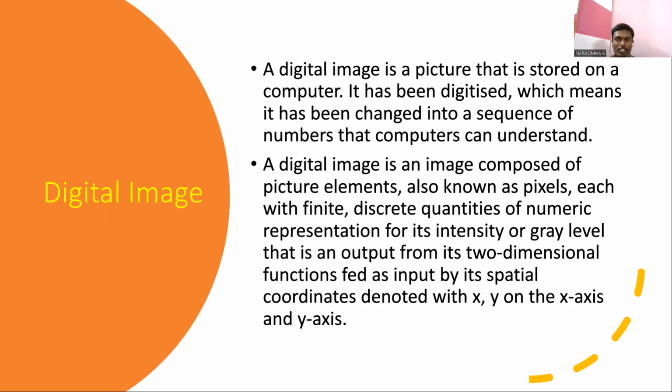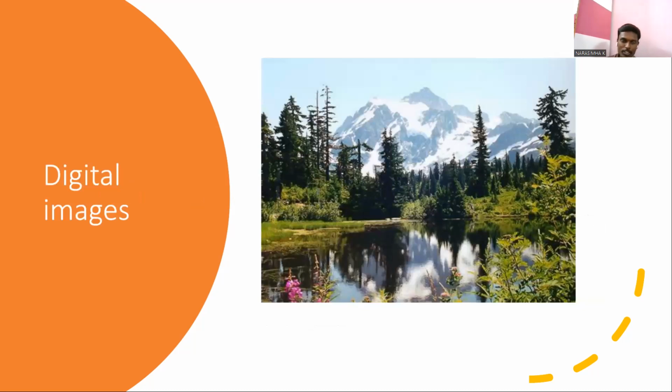A digital image is an image composed of picture elements, also known as pixels, each with finite discrete quantities of numeric representation for its intensity or gray level, that is an output from its two-dimensional function fed as input by its spatial coordinates represented with x and y on the x-axis and the y-axis. This is a digital image.